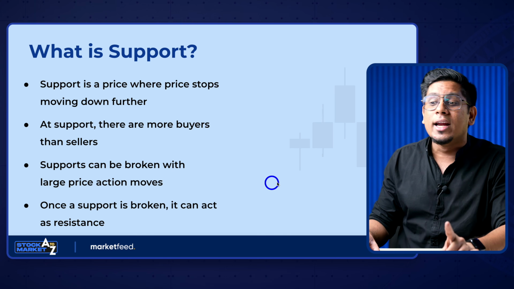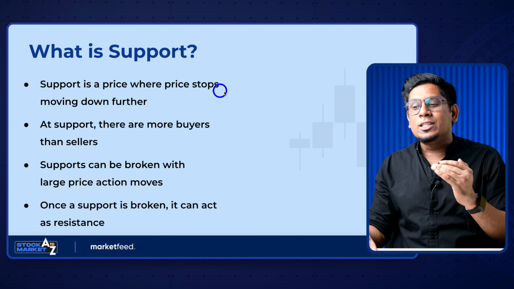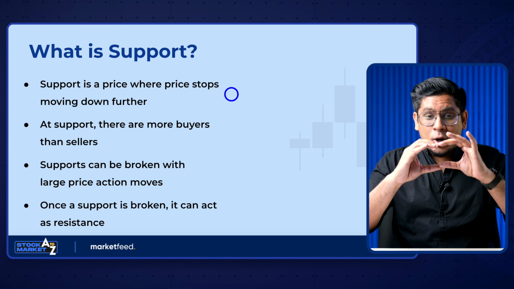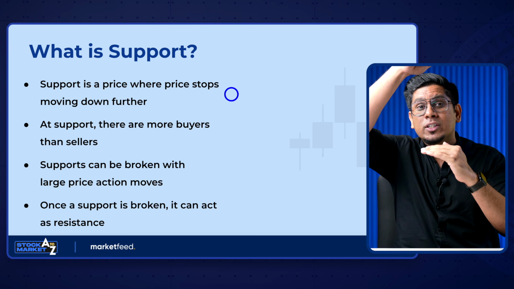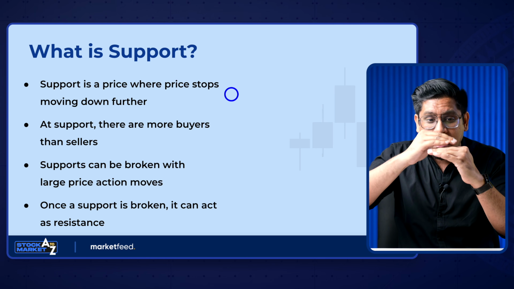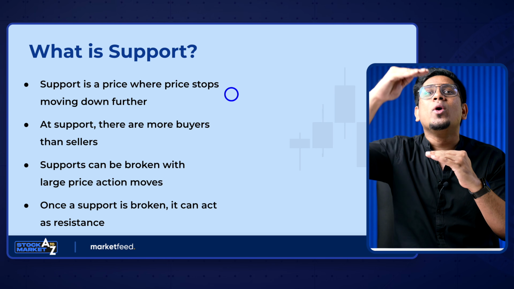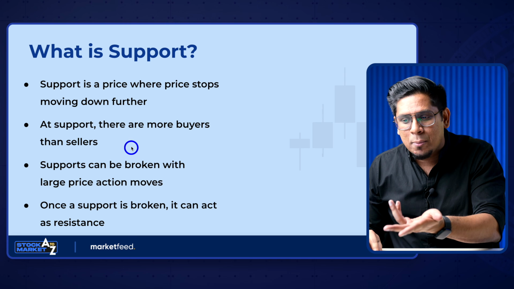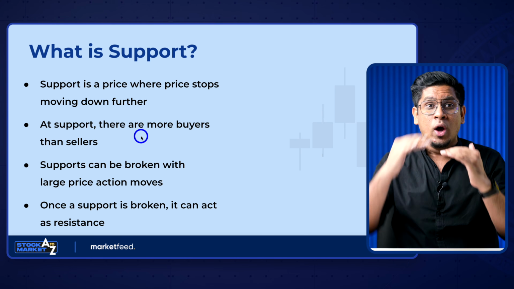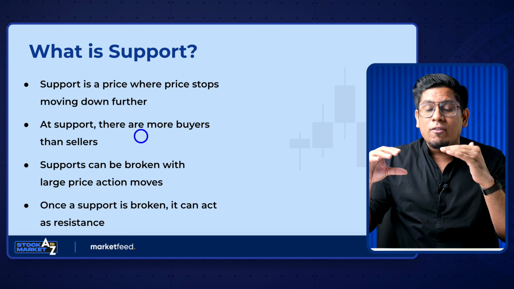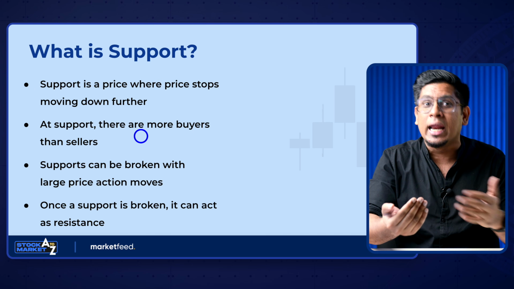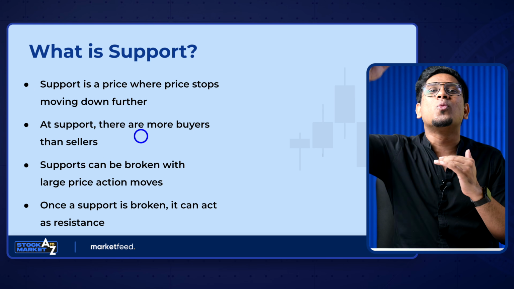Now let us quickly go ahead and read what a support is. Support is a price where price stops moving down further. We understood. Support again is a price level or a price zone, and if the stock is moving down from the top to the support price level, this is a price level where it can form a base and then start moving up again. What does it mean? The second point: at support, there are more buyers than sellers. That is a level that all the buyers in the market know. If the stock comes down till this level, it is a good level to buy. So people will start buying there. Sellers will stop selling there.